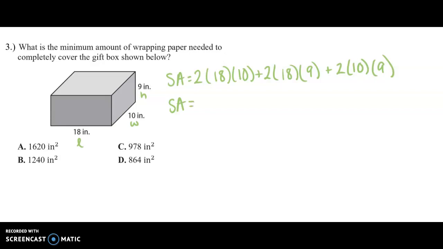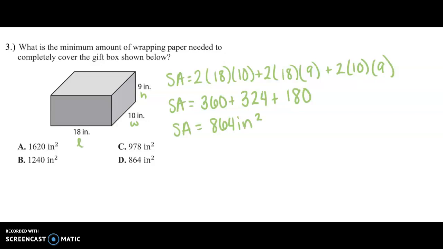So my surface area is equal to 2 times 18 times 10, 360, plus 2 times 18 times 9, which is 324. From there, 2 times 10 is 20. 20 times 9 is 180. And then add those up. We're going to get my surface area is 864 inches squared.